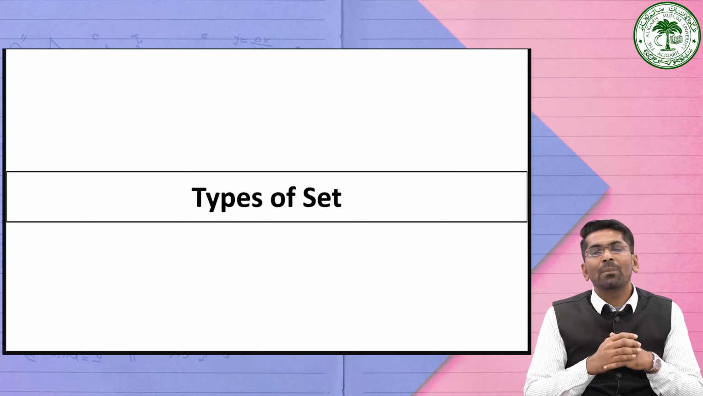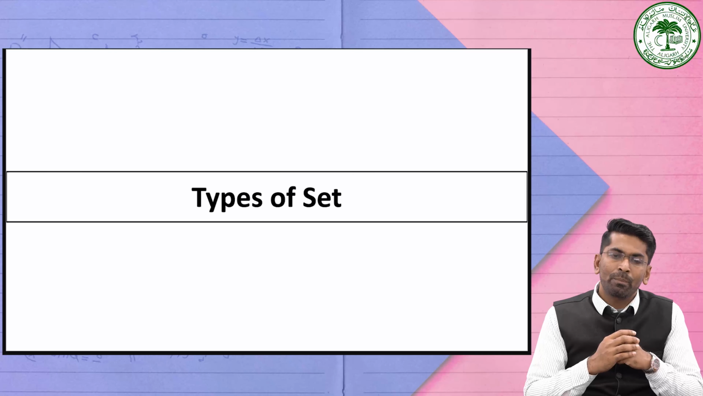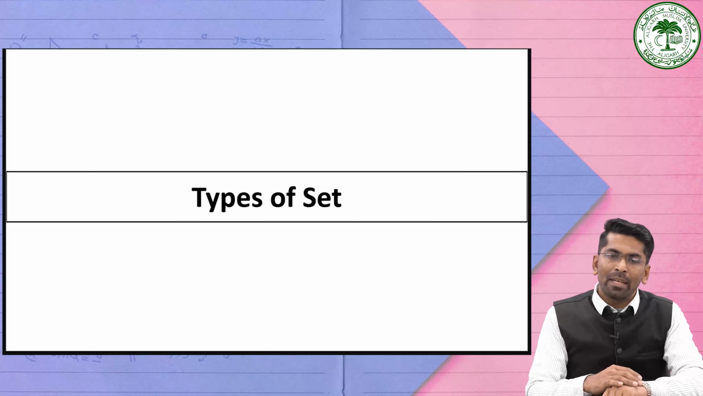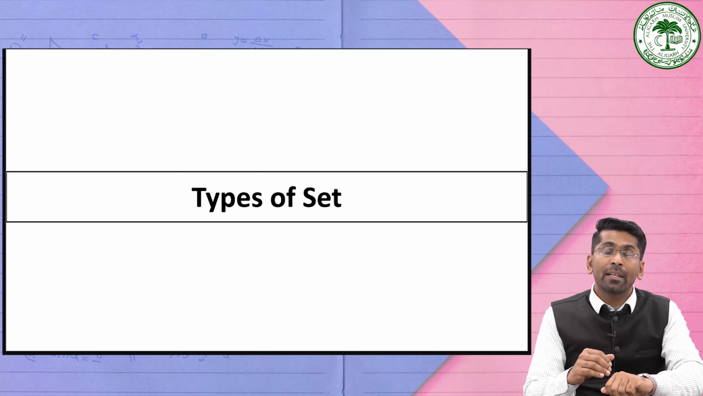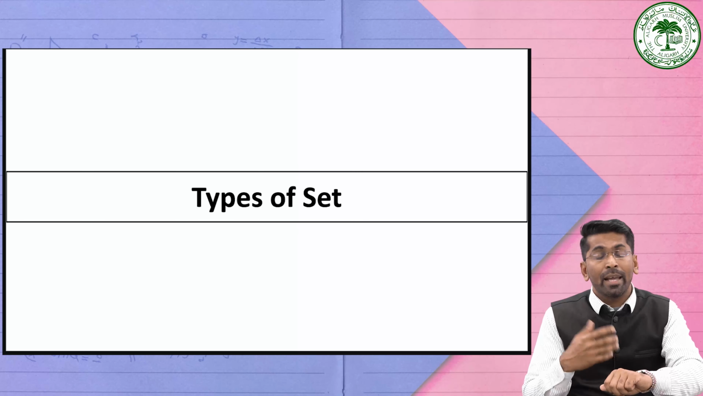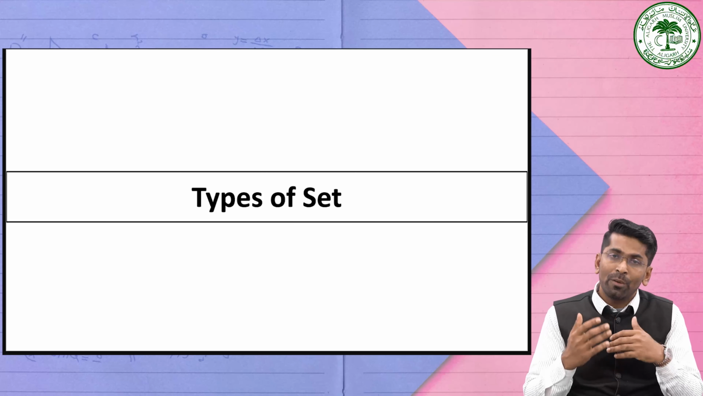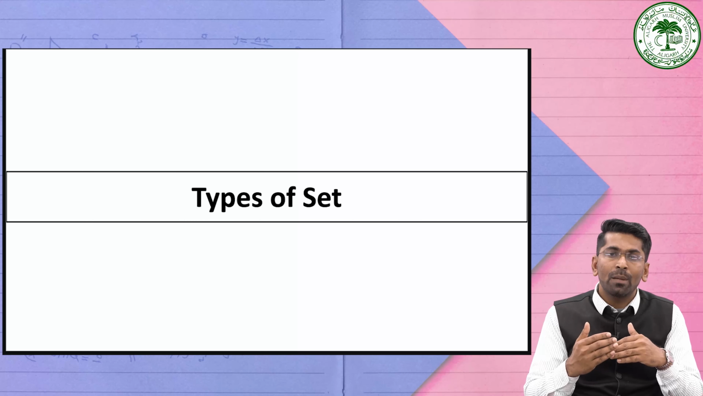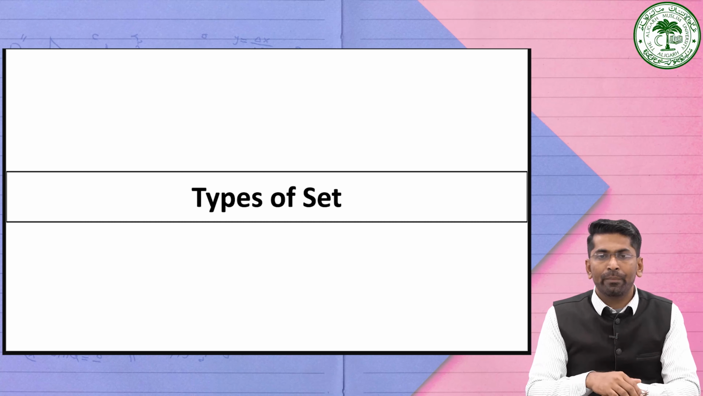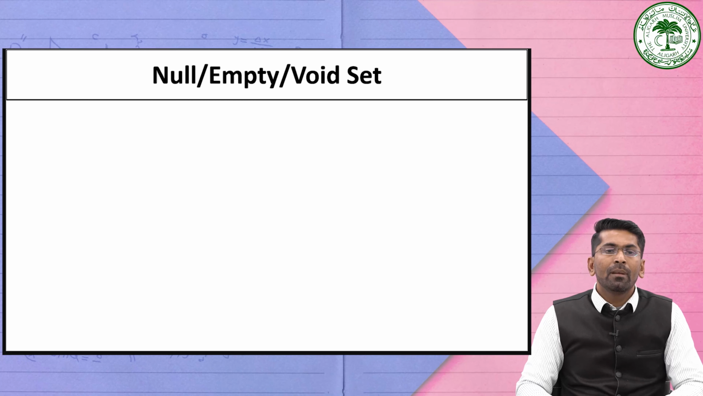There are several types of sets based on their content, elements, and characteristics or properties. Accordingly, we have a number of types of sets. We are going to discuss each and every type of set in detail. The first one is the null set.